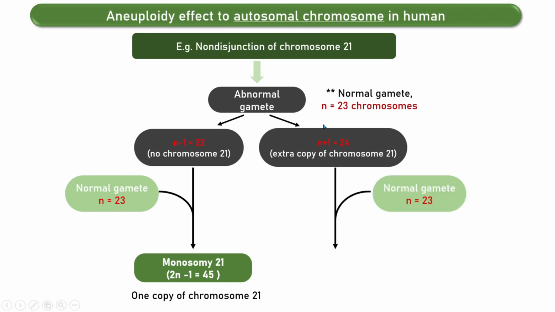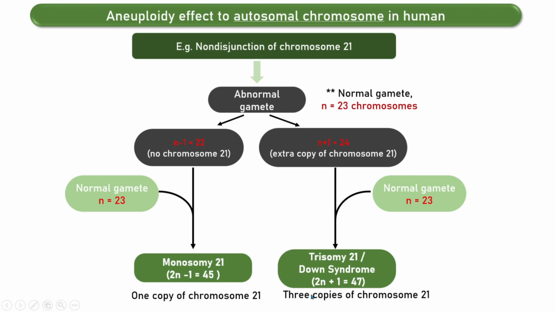If abnormal gamete n+1 with an extra copy of chromosome 21 is fertilized by normal gamete n, it will produce an individual known as trisomy 21 or Down syndrome. This individual has 3 copies of chromosome 21 instead of only 2. So the number of chromosomes in trisomy 21 is 47 instead of 46.